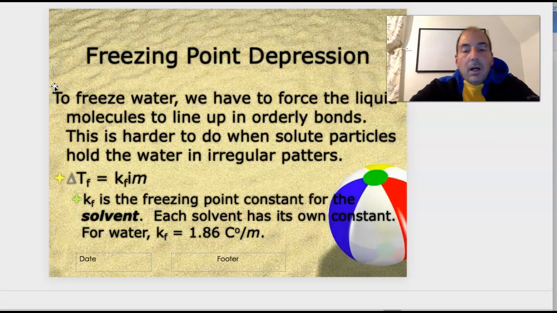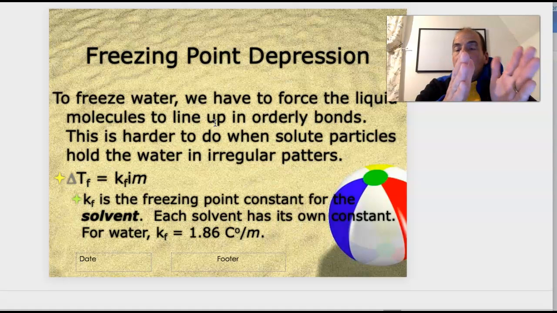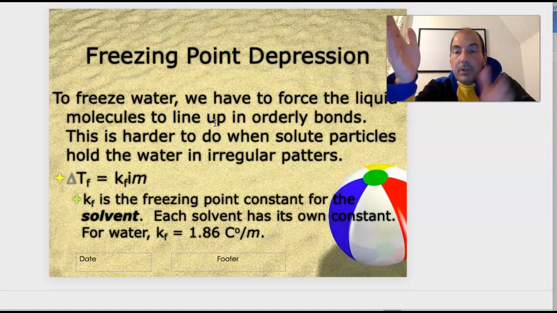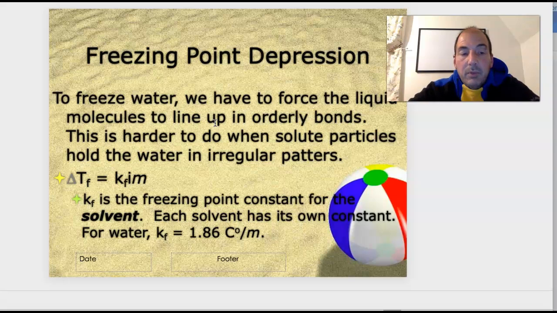Okay, and for water, the value is 1.86. You don't have to know that, but that's Kf. Again, different solvents would have a different value, but we're still talking about the Van Hoff factor. We're still talking about molality. So boiling point, freezing point really are very similar properties because we're looking at things a little similarly. We're just talking about extending the liquid phase upward or downward, depending on whether we're talking about boiling or freezing.